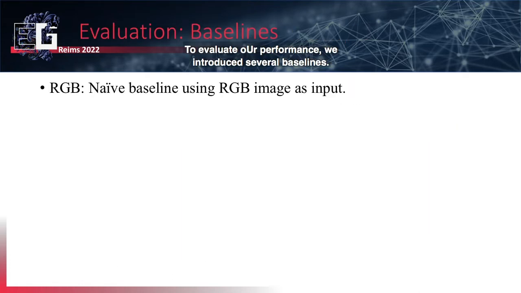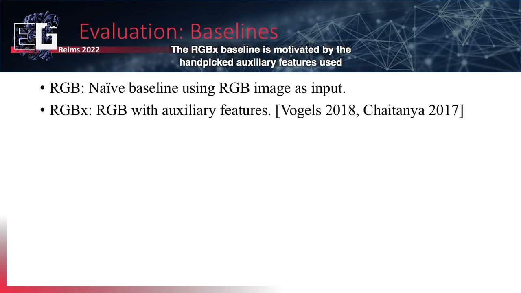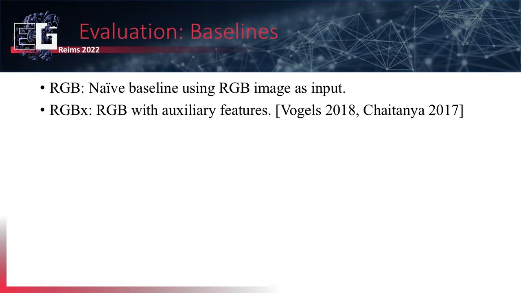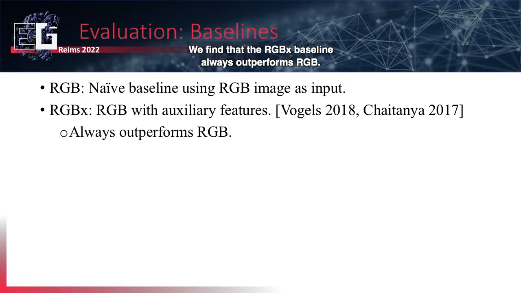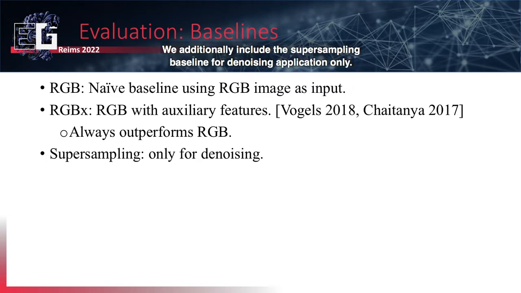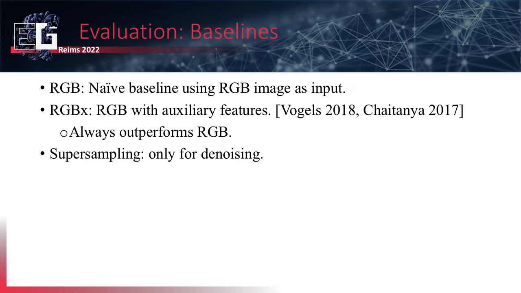To evaluate our performance, we introduced several baselines. The most naive baseline is RGB, which simply uses the image input. The RGBX baseline is motivated by the hand-picked auxiliary features used in denoising Monte Carlo sequences. We find that the RGBX baseline always outperforms RGB, so we report only the RGBX whenever possible. We additionally include the supersampling baseline for the denoising application only. Samples are chosen to have comparable runtime with the neural network inference time.